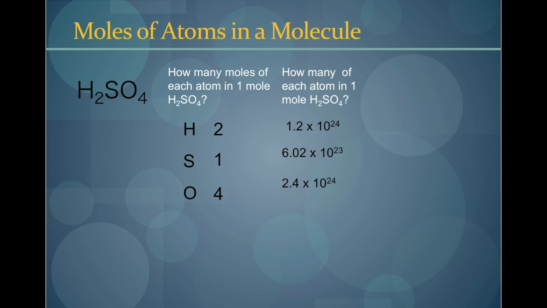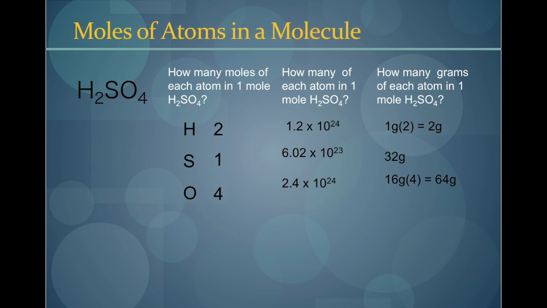We can also ask how many grams of each atom are in 1 mole of H2SO4. So for this, we have to look at the atomic mass. So for hydrogen, it's got a mass of 1 gram. There's 2 of them, so it's going to be 2 grams. For sulfur, there's 1 of them, and it has a mass of 32 grams. And then for oxygen, it's 16 grams, and there's 4 of them, so it's 64 grams. So if we add these together, we get 98 grams, which is the molar formula mass of H2SO4.